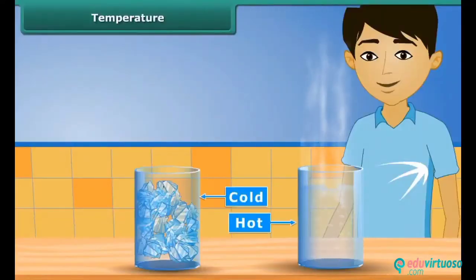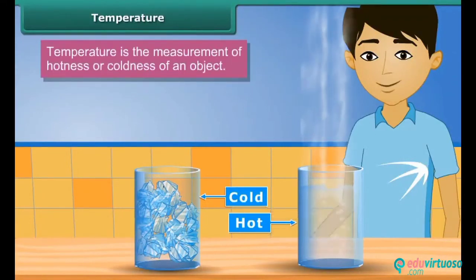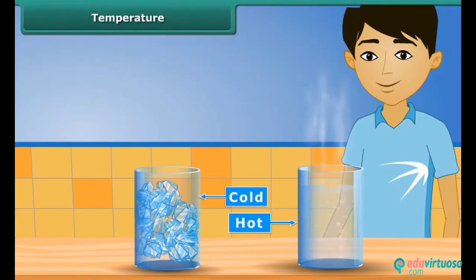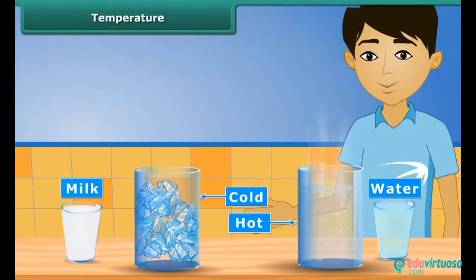Let us discuss the concept of temperature. Temperature is the measurement of hotness or coldness of an object. We say that water from the fridge is cool and milk is hot. How cold is the water? Is it cooler than ice? How hot is the milk? Is it hotter than boiling water? We need to measure to know about the coldness and hotness of a body.